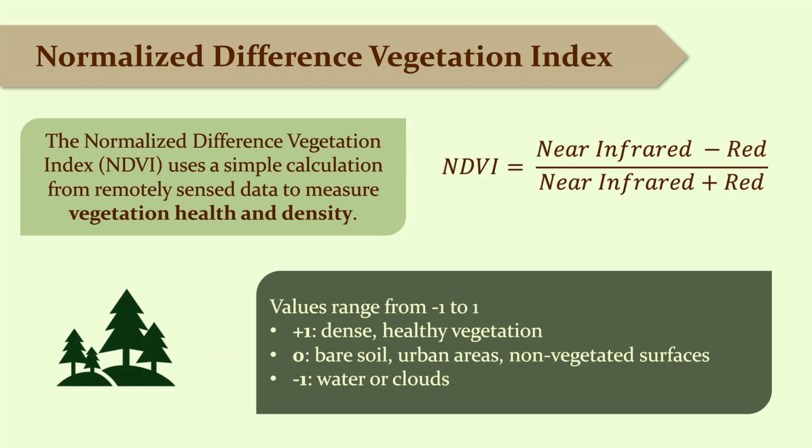So a value of +1 would indicate very dense, healthy vegetation. A value of 0 would indicate bare soil, urban areas, or any non-vegetated surface. And then a value of -1 would indicate water or clouds.